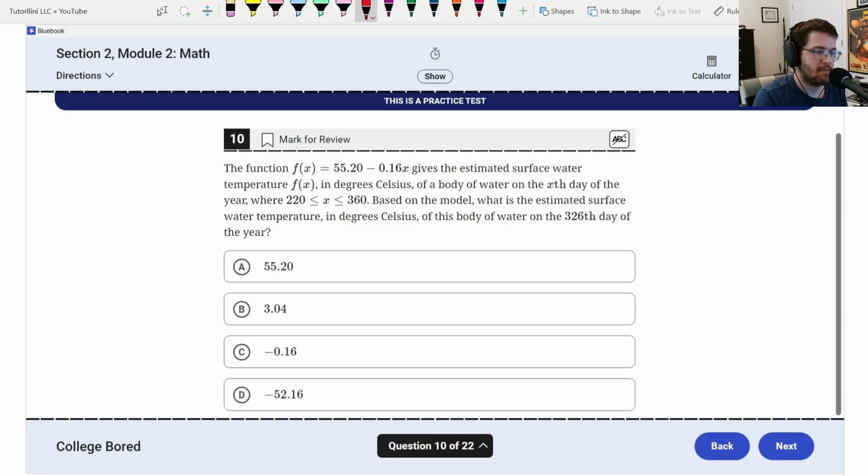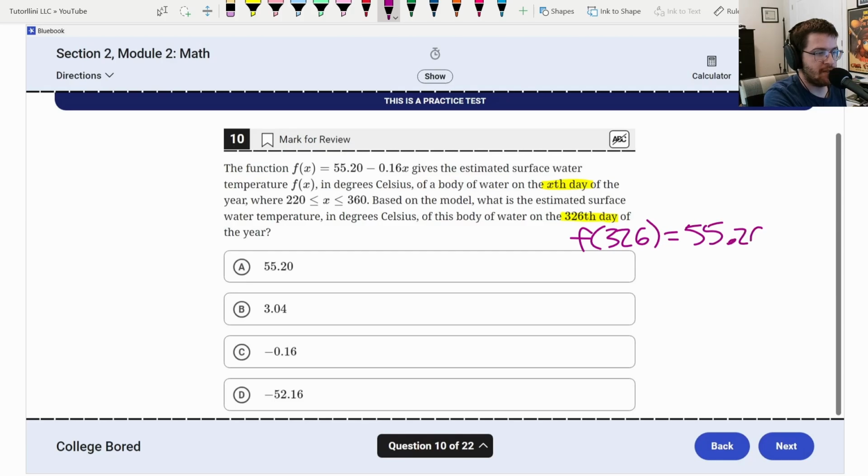Okay, question 10. It says X is like the Xth day, and they want to know the 326th day. Pretty sure all they want us to do is make X equal to 326. So that's what we're going to do. So F of 326 is equal to 55.20.